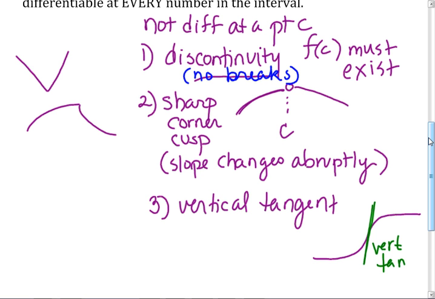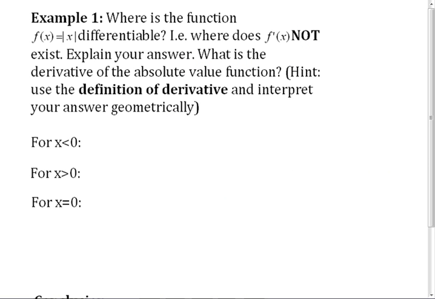So should we try the next problem? Ready? And we already know where this function is not differentiable, but what if they asked you to do this on the exam? Should we draw the picture? It's not differentiable at 0.